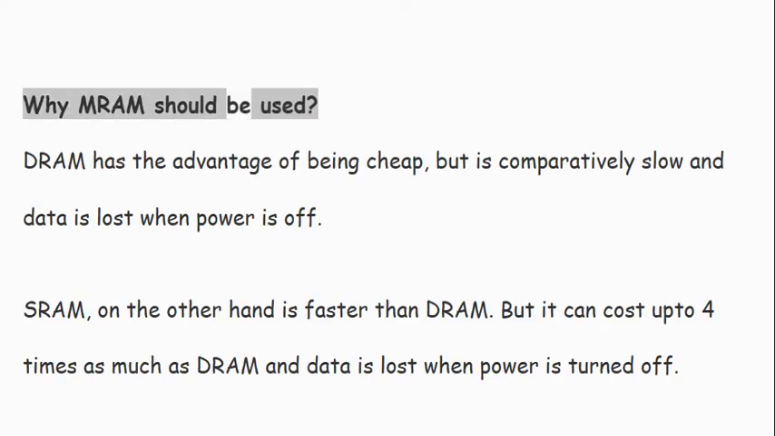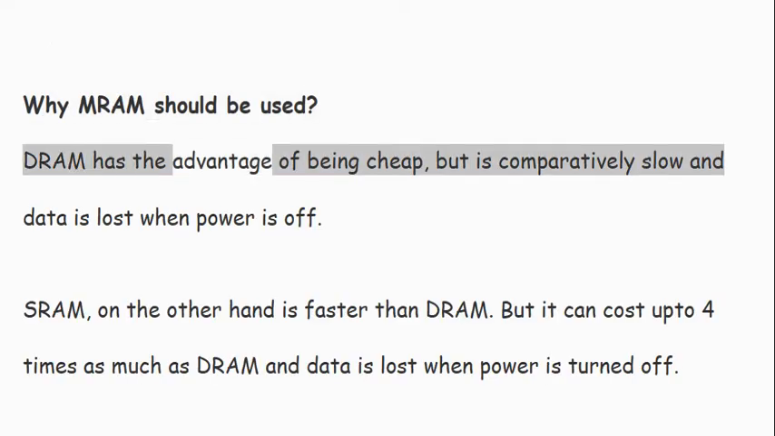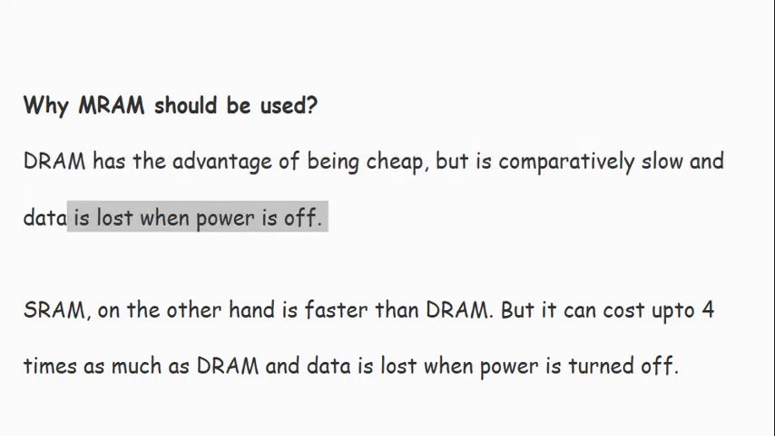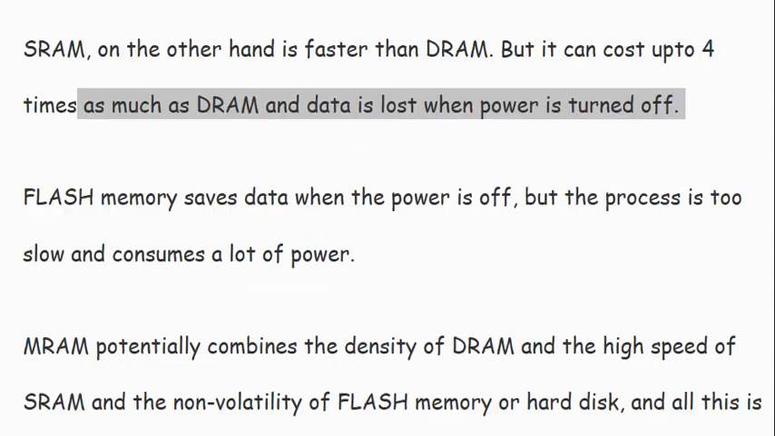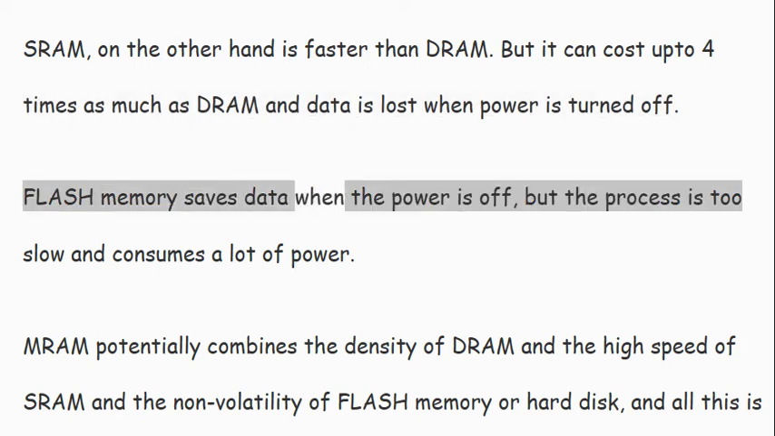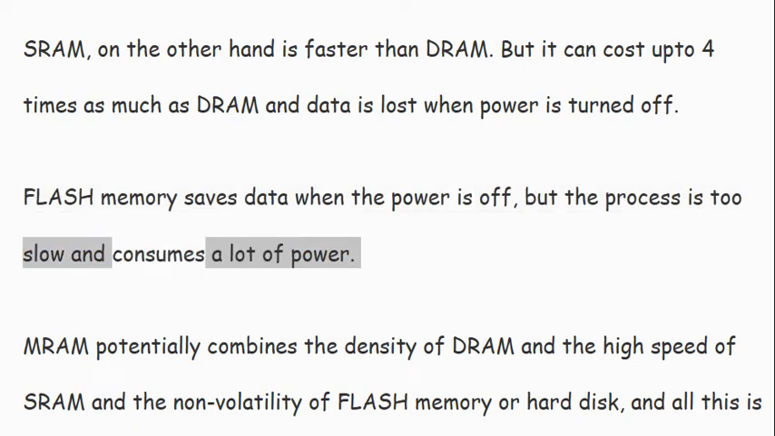Why MRAM should be used? DRAM has the advantage of being cheap, but is comparatively slow and data is lost when power is off. SRAM, on the other hand, is faster than DRAM. But it can cost up to 4 times as much as DRAM, and data is lost when power is turned off. Flash memory saves data when the power is off, but the process is too slow and consumes a lot of power.